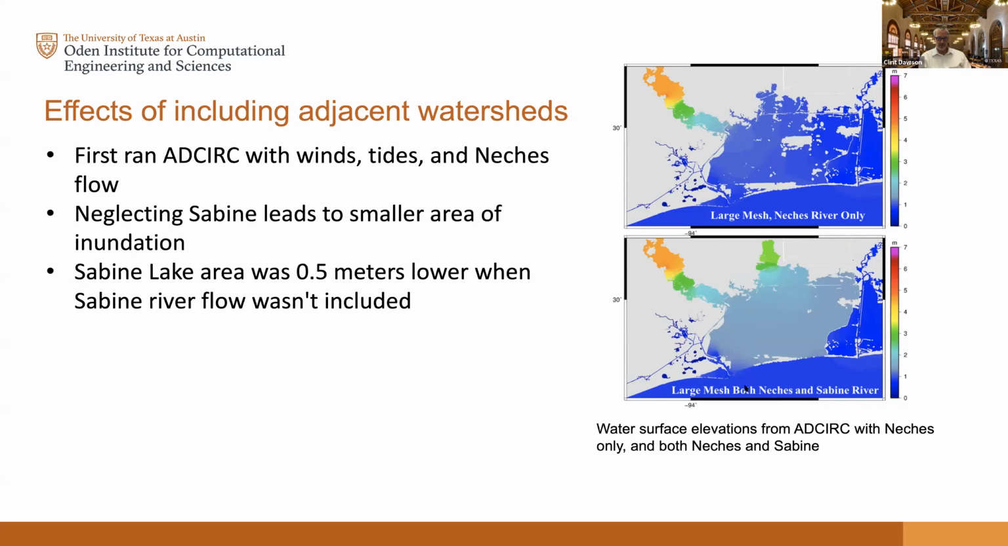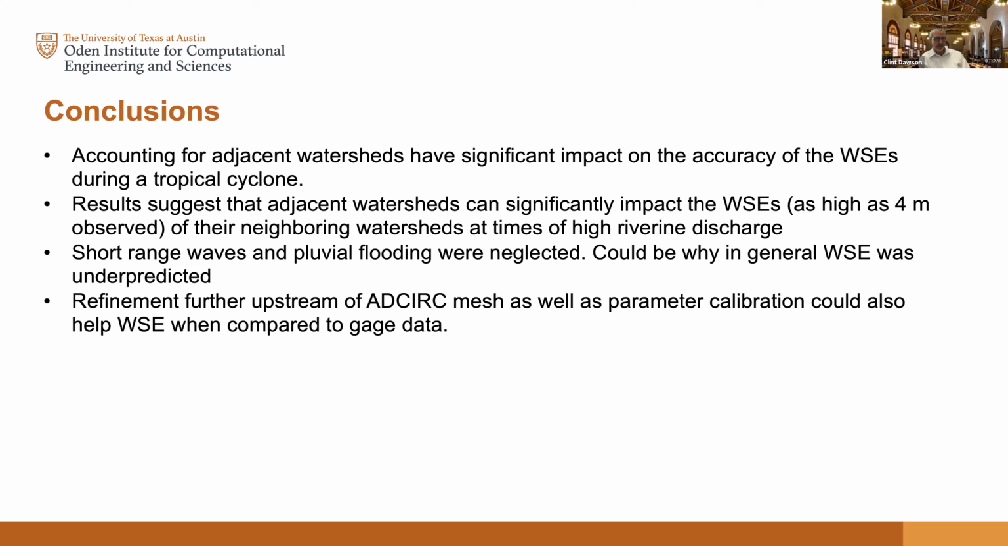Okay, so conclusions for this part of the talk. Accounting for these watersheds has significant impact on the accuracy of the water surface elevations. We did neglect other physical effects such as short range waves and pluvial flooding and the actual rainfall. So that could be in general why some of the water surface elevations were a little bit under predicted. Okay, so moving on to the next topic.